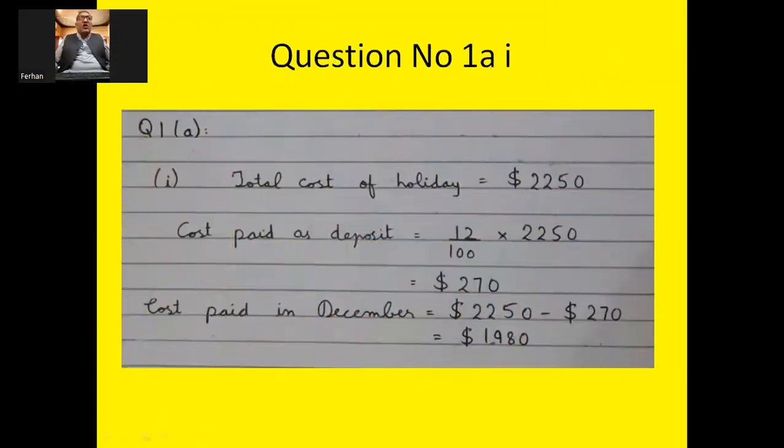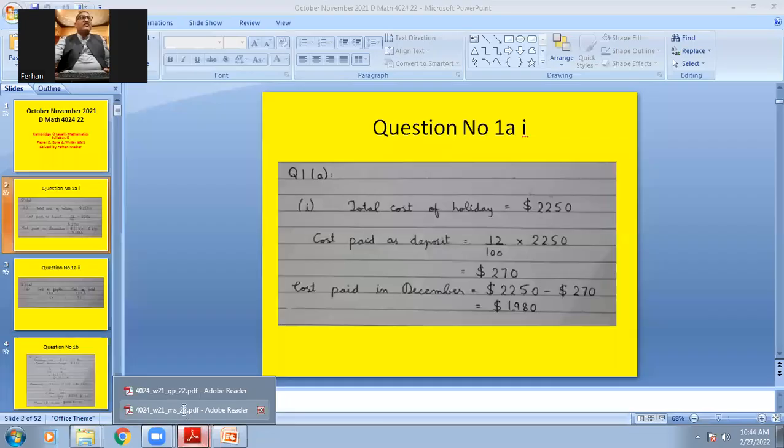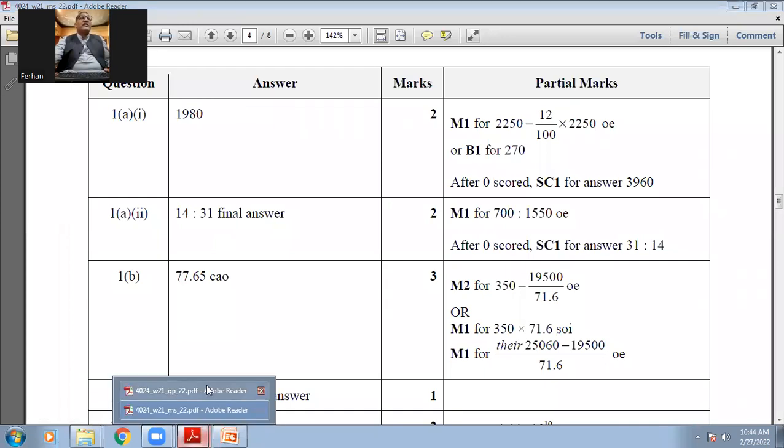Okay, so the total cost of the holiday is $2,250. Cost paid as deposit is 12% of the $2,250. So 12 by 100 multiply 2250, it will be $270. Now the remaining money she will pay in December. So the cost paid in December will be 2250 minus 270, and that will be $1980. So let's check, that's the A part. 1980 is the right answer, sir.